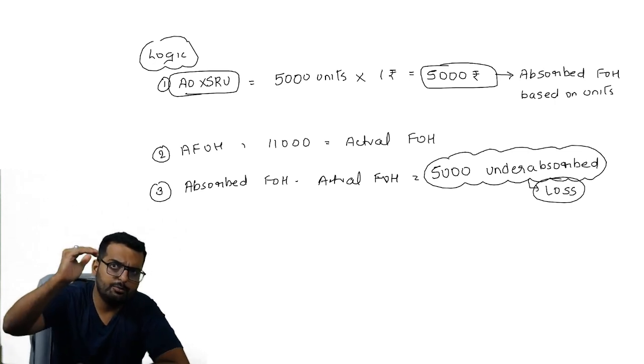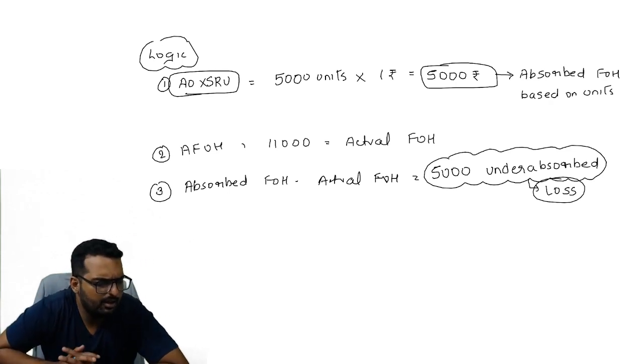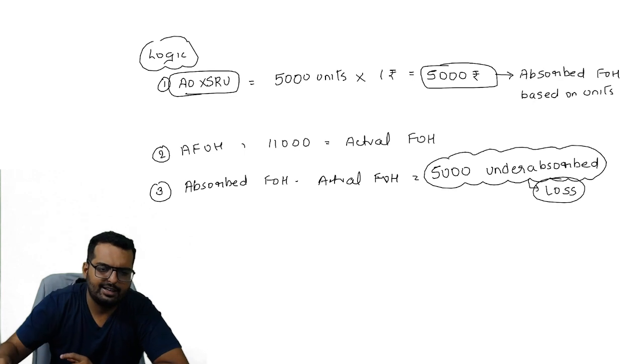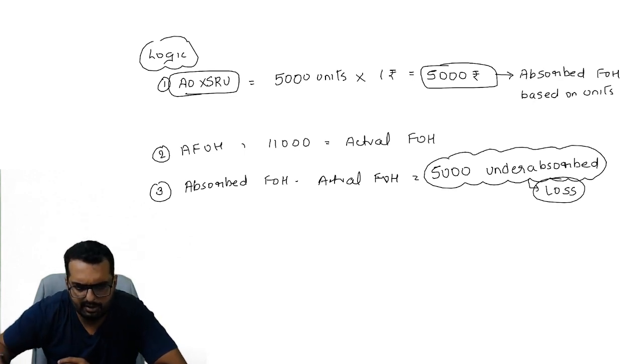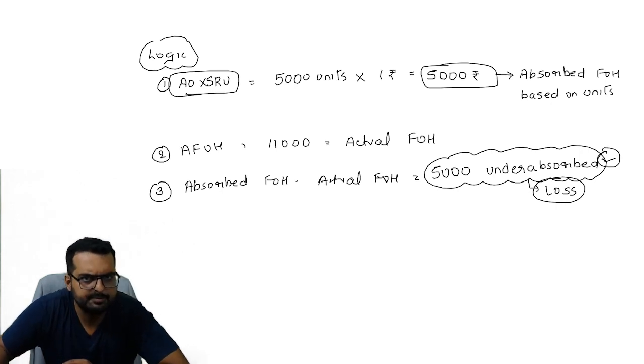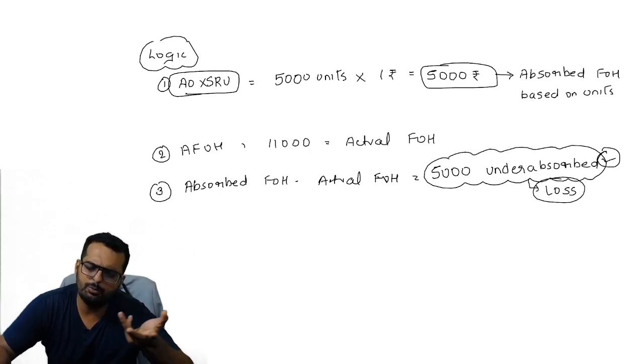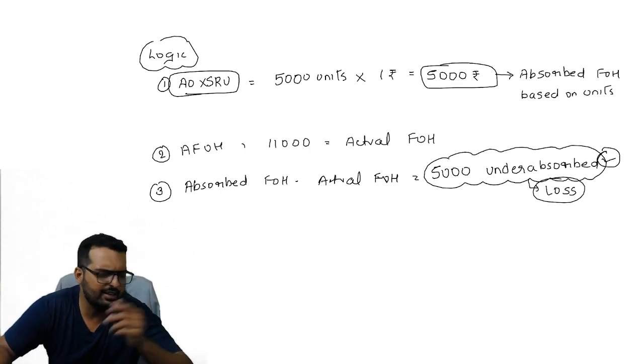So if I absorb less than 11,000, is it under absorbed or over absorbed? Exactly. That's exactly what I've got over here. Under absorbed. Did you see this? Okay. All right. So now under absorbed overheads. 5,000 minus 11,000 will give you a negative answer. If you want, you put it as 11,000 minus 5,000. I'm okay with that. Nothing wrong.